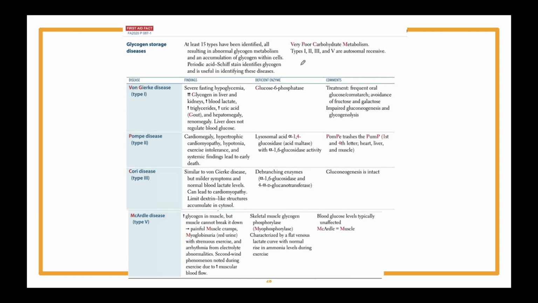And if you look down at type 5 or McArdle's disease, you can see that a lot of the findings listed is what our patient has. Painful muscle cramps, myoglobinuria, red urine. So this patient has McArdle's disease, and that's why they did a muscle biopsy, because that would show those results.